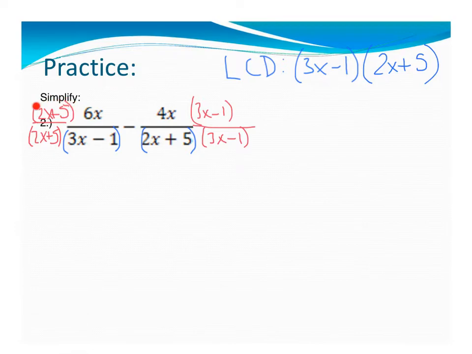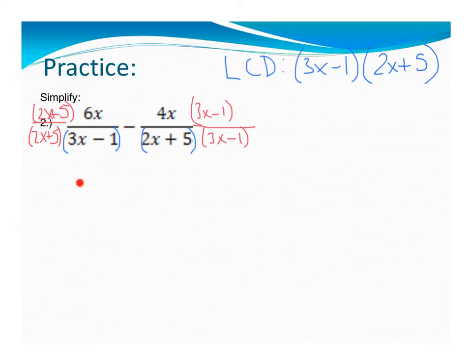Multiplying by 2x plus 5 over 2x plus 5 is the same as multiplying by 1. And we know multiplying by 1 doesn't change anything. That's why we can do it. That's the math behind it, okay? So this is basically like multiplying by 1, but we're making it look a little different. So let's go ahead and put this all over one denominator.